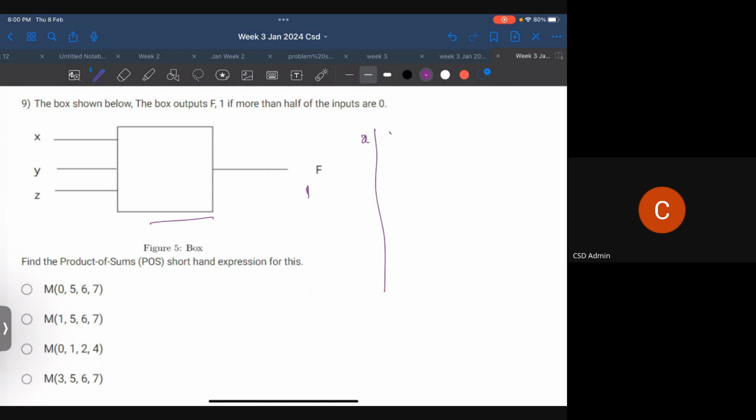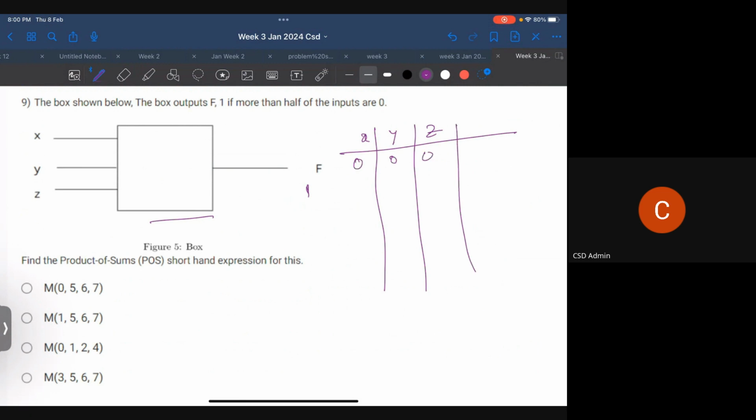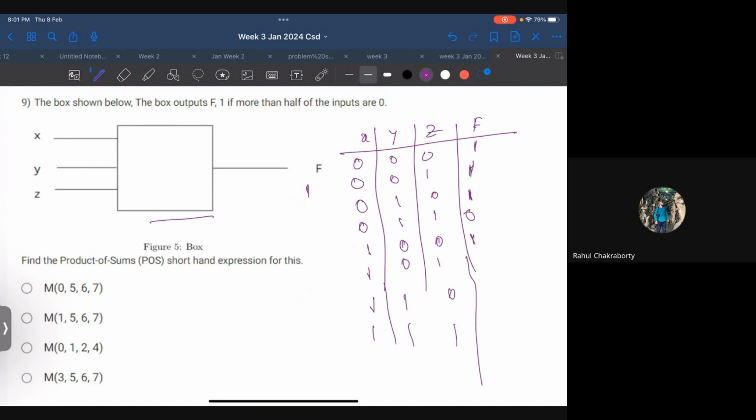So X, Y, Z. If it is 0, 0, 0, then F will be 1. Then the next input combinations where at least two inputs are 0 will also give 1, while the combinations with fewer zeros will give 0. The rest will all be 0.